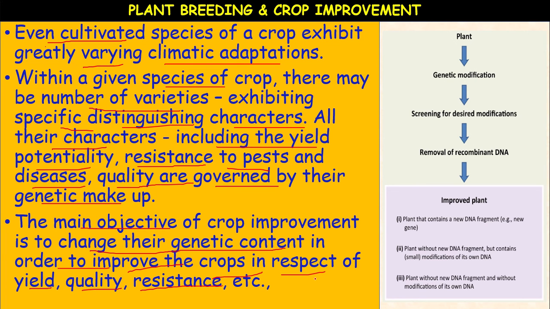So, what is to be done? Genetic modification may be done, then it must be screened, then recombinant DNA. Some of the plants contain the new DNA fragment, where a new gene has been introduced. Some plants are without a new DNA fragment, but contain small modifications of their own DNA. So, all these things can be done during the process of crop improvement.